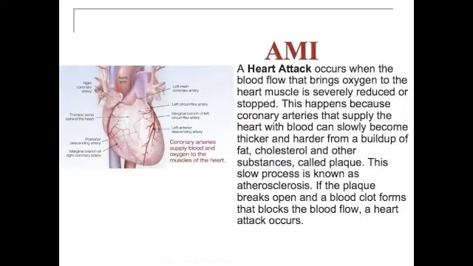A heart attack occurs when the blood flow that brings oxygen to the heart muscle is severely reduced or stopped. This happens because coronary arteries that supply the heart with blood can slowly become thicker and harder from a buildup of fat, cholesterol, and other substances called plaque. This slow process is known as arteriosclerosis. If the plaque breaks open and a blood clot forms, that blocks the blood flow, and then a heart attack will occur.